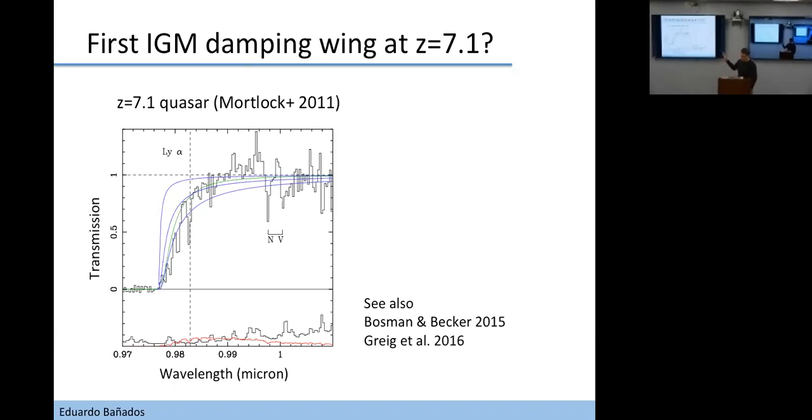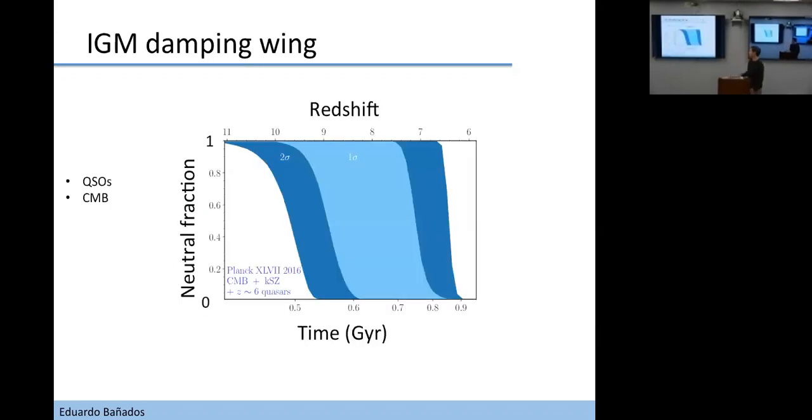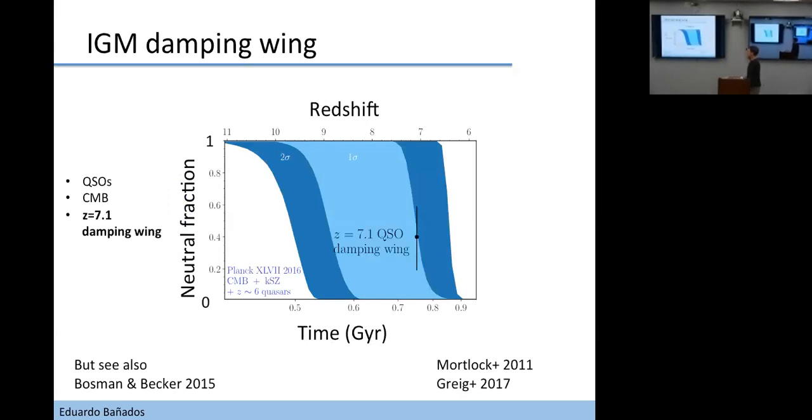And if you believe that we are measuring a real IGM damping wing here, this is very powerful because based on this one object, you can put a constraint like this in this diagram, right? So this tells you that based on one object, you can actually improve this. And if you find more of this, you should see a more clear tendency.